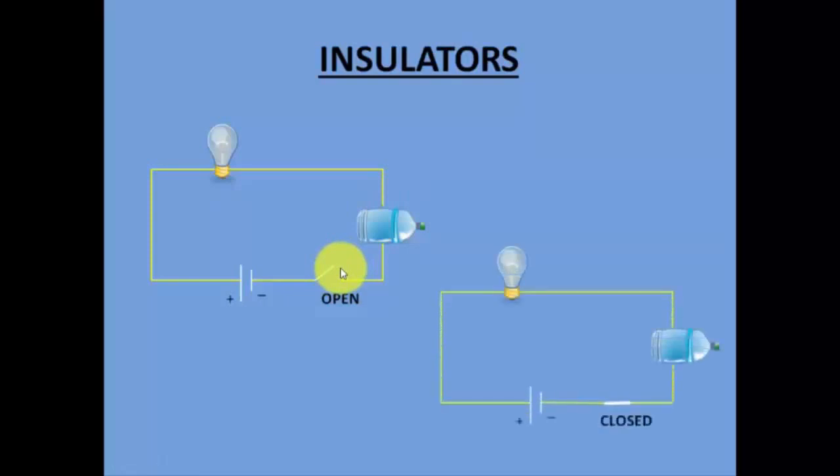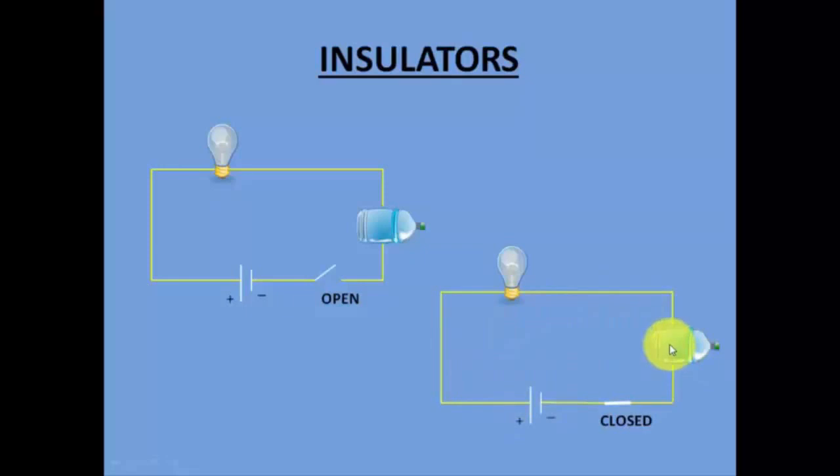Now what happens as soon as I close the key? Now the circuit is complete. So ideally the negatively charged particles should flow through this, and because the circuit is complete, the bulb should glow. But in this case, what do we see? We see that the bulb is not glowing. That means that even though the key is closed, something is not letting the electrons pass from the negatively charged end through the circuit towards the positive.